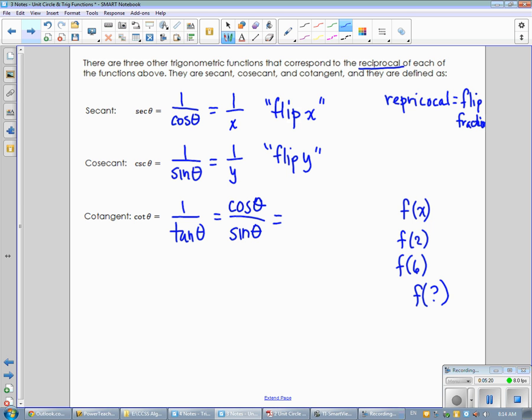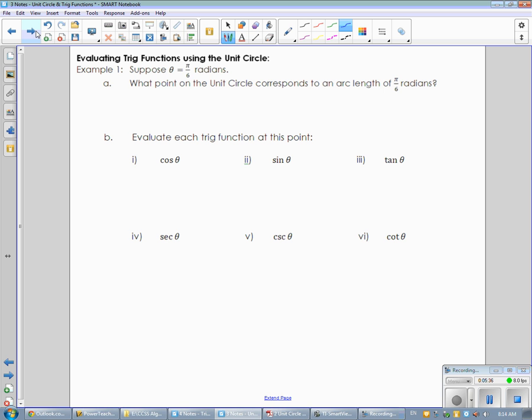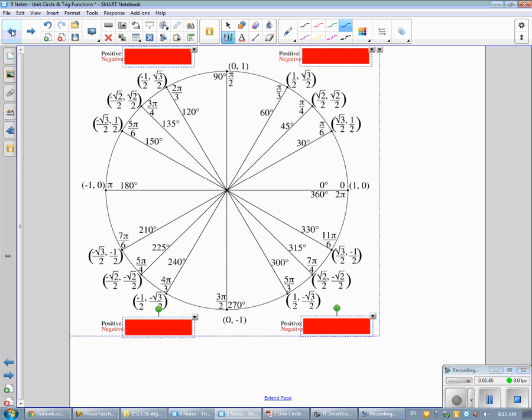And so another way of thinking of this then would be x over y, or simply flipping the tangent of theta. Okay, and so I'll show you what I mean by this when we start looking at an example. I'm actually going to come back to the unit circle in just a second, but let's think about the angle where theta is equal to pi over 6. What we want to do is find the coordinate, or find the ordered pair on the unit circle that corresponds to an arc length of pi over 6.